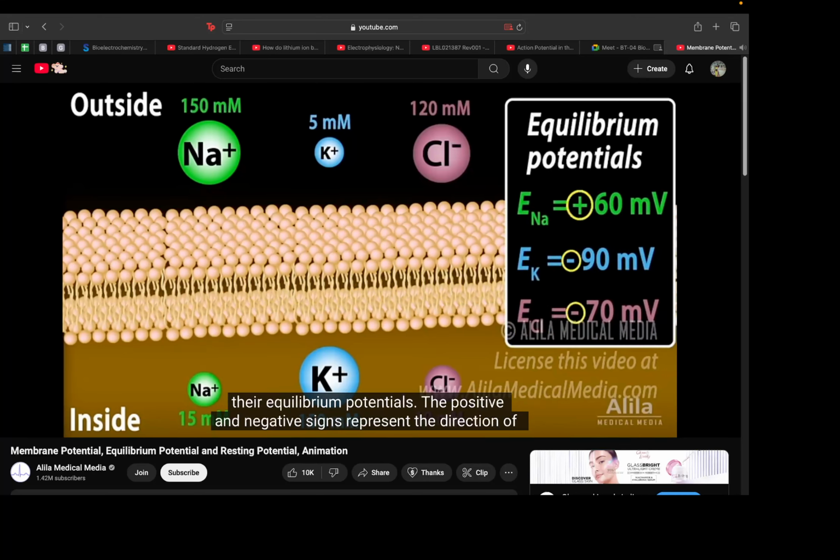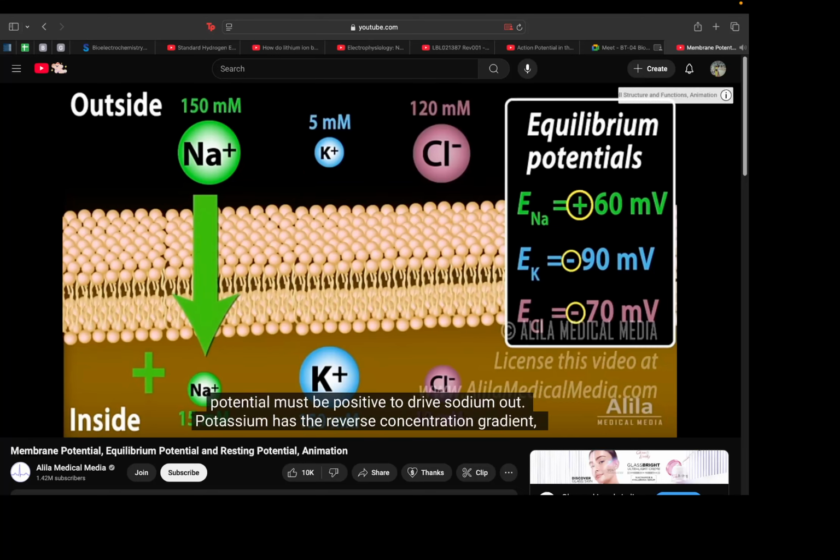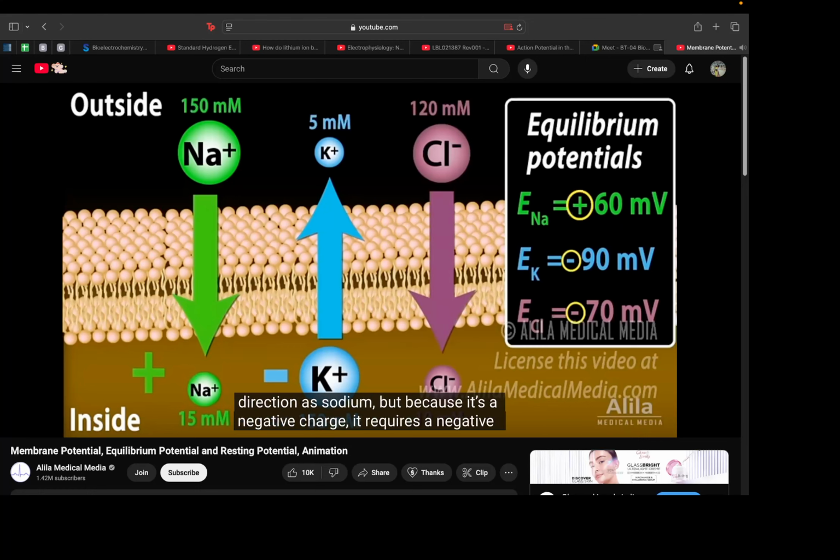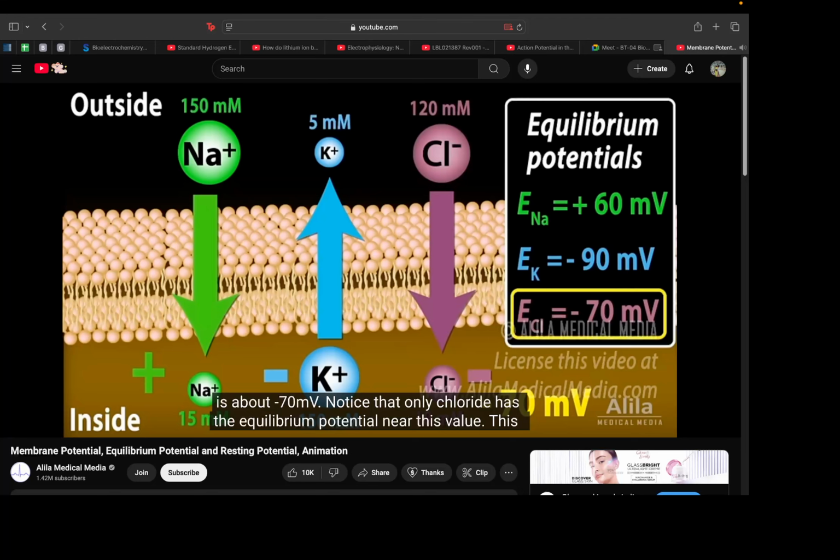The positive and negative signs represent the direction of membrane potential. Because the sodium gradient is directed into the cell, its equilibrium potential must be positive to drive sodium out. Potassium has the reverse concentration gradient, hence a negative equilibrium potential. Chloride has the same inward concentration direction as sodium, but because it's a negative charge, it requires a negative environment inside the cell to push it out. The resting membrane potential of a neuron is about negative 70 millivolts. Notice that only chloride has an equilibrium potential near this value.